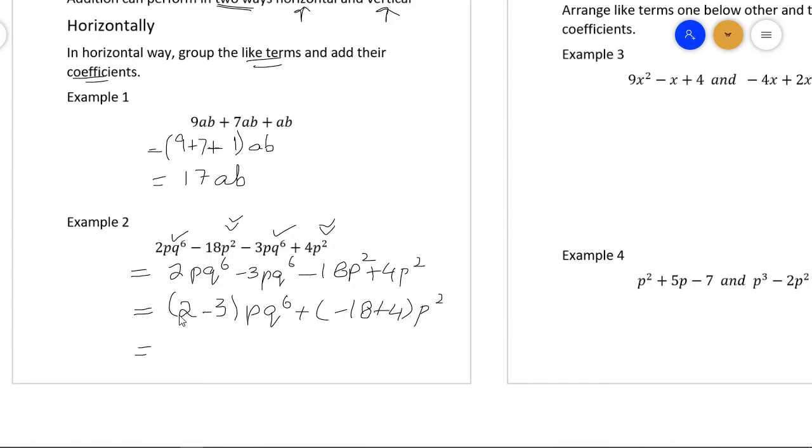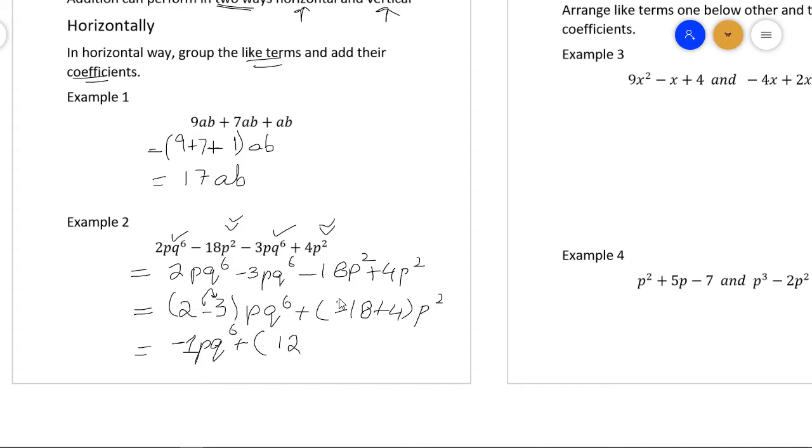Now subtract 2 from 3. But remember, when the question is which sign we will put here, positive or negative, remember greater has authority. As 3 is the greater value and it has a negative sign, we will use the negative sign. So minus pq raised to power 6 plus minus 18 plus 4. Again, as the nature is different, we will subtract them. So 18 minus 4 will be 12.